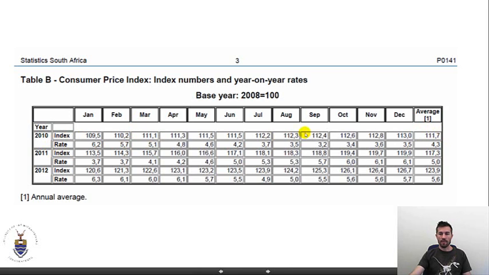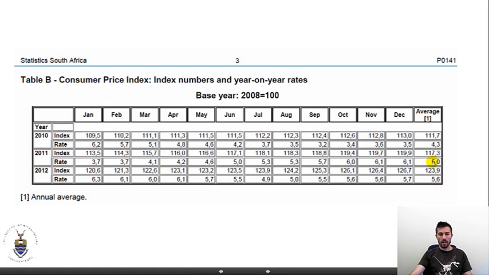And then in 2011, the basket was valued at 117.3, and in 2012 it was up to 123.9. So what was the inflation rate? What was the change in prices? Well, it's easy to calculate. We just say 123.9 minus 117.3 divided by 117.3 gives us an inflation rate of 5.6%.